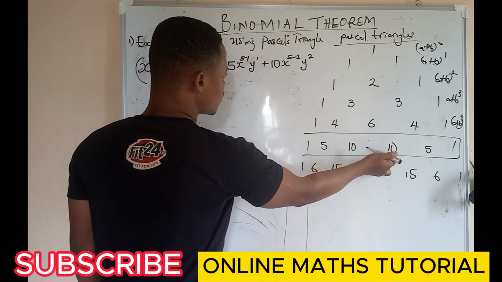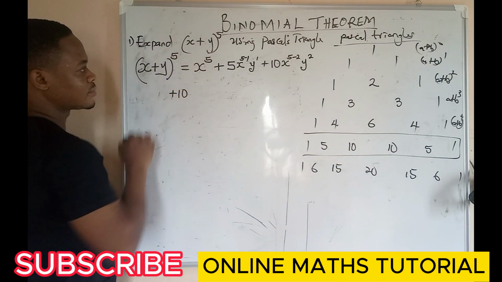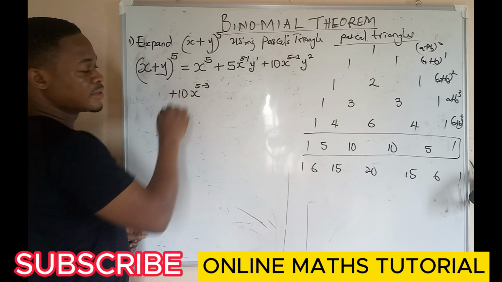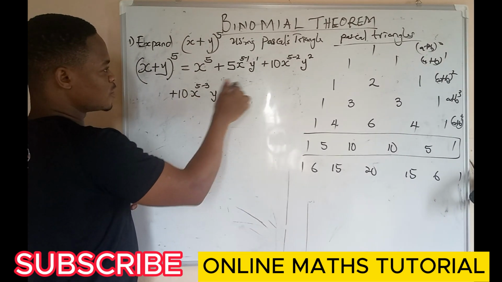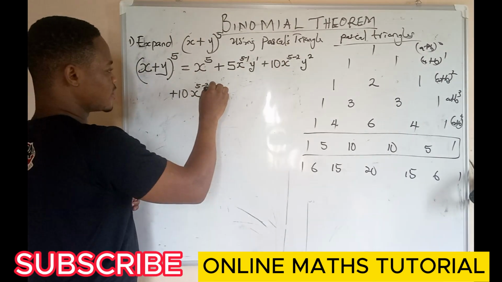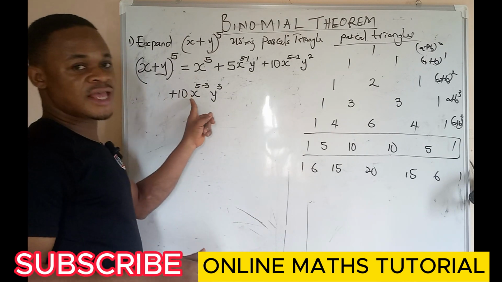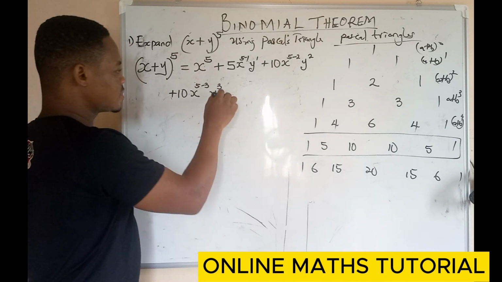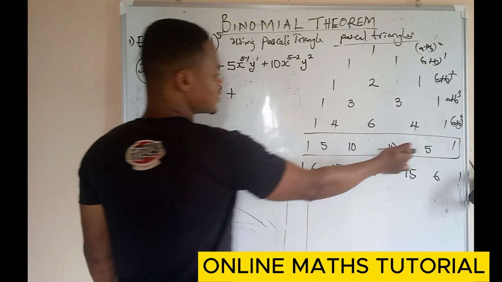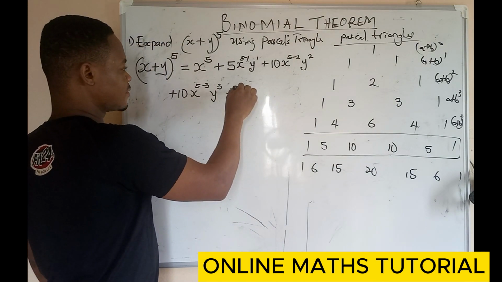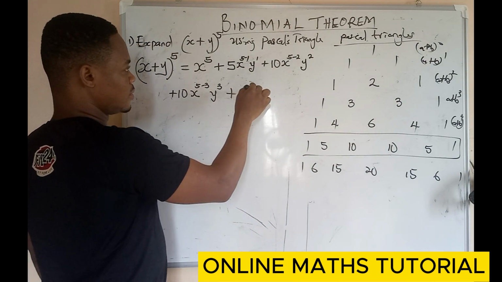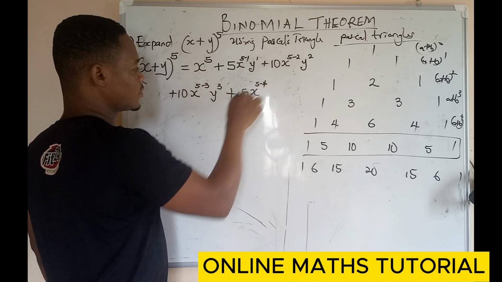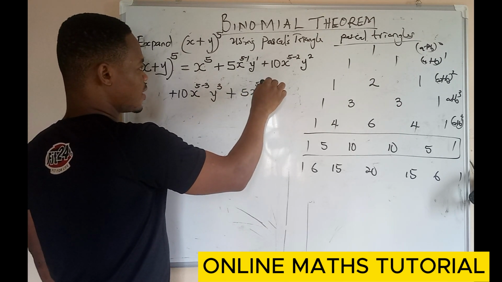we have the next coefficient, also 10. 10 x to the power 5 minus 3, y raised to power, here y is 2 and y is going to be 3 here. As x is reducing, y is increasing. Plus, the next coefficient is 5. 5 x raised to power 5 minus 4, y raised to power 4.